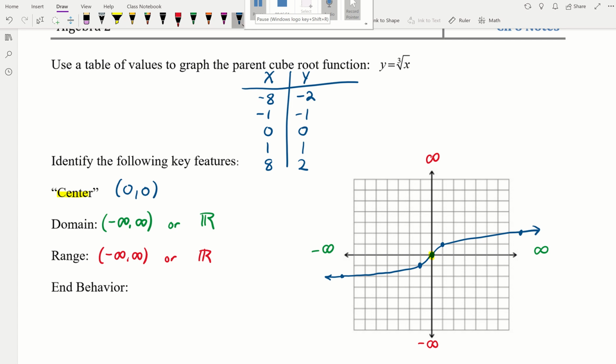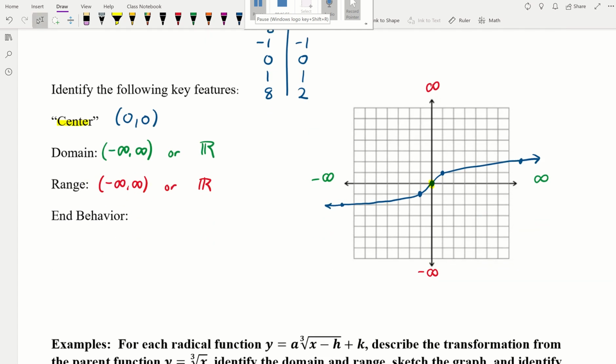End behavior is talking about the left side and the right side. Well, now we do have a left side and a right side. So if we're going to write the end behavior, we could say as x is approaching -infinity, which means the left, y is approaching -infinity. Left side is going down. As x is approaching positive infinity, y is approaching positive infinity. Right side goes up.